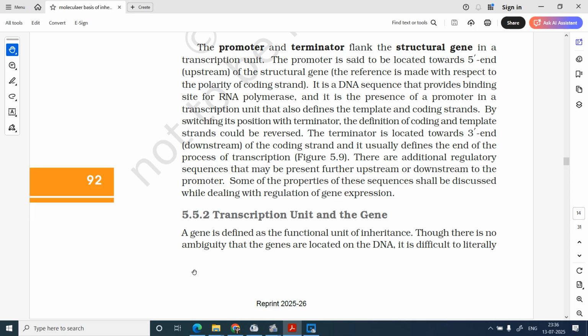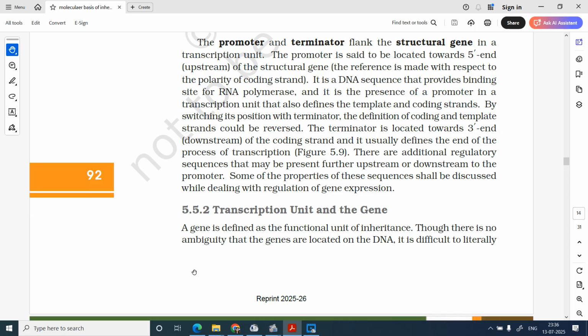The terminator is located towards the 3' end, downstream of the coding strand, and usually defines the end of the process of transcription (Figure 5.9). There are additional regulatory sequences that may be present further upstream or downstream to the promoter. Some of the properties of these sequences shall be discussed while dealing with regulation of gene expression.